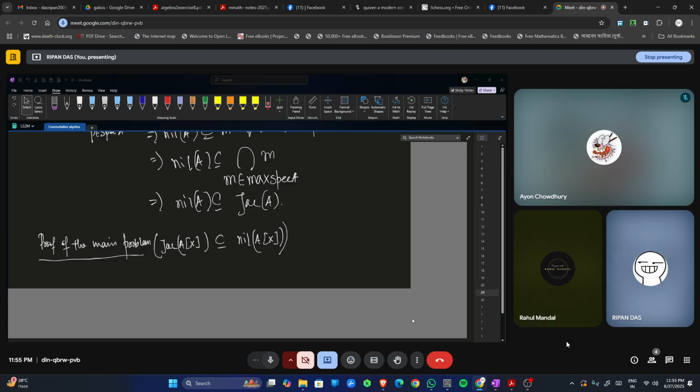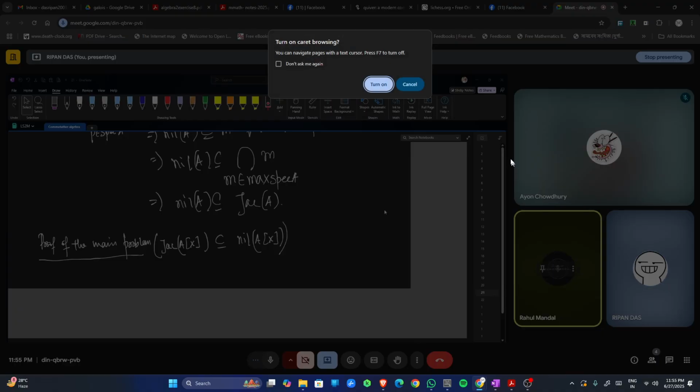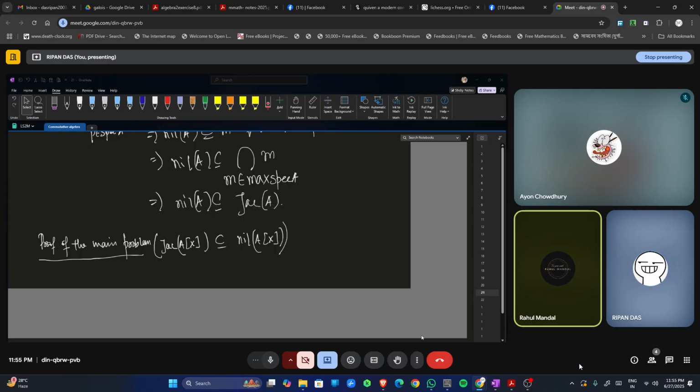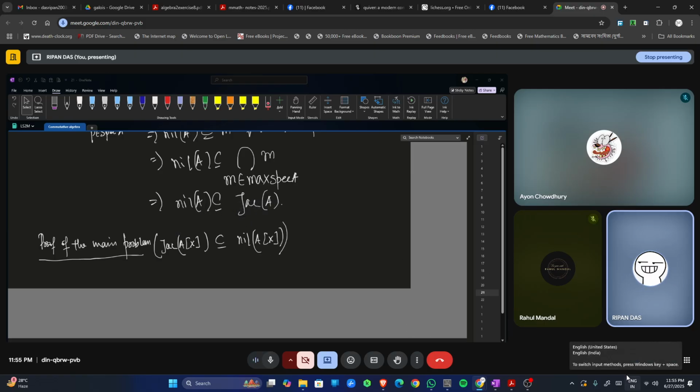Okay, so we have this inclusion: the nil radical is contained in the Jacobson radical. We need to prove the other inclusion. That is, we will take an element of the Jacobson radical and show that it is inside the nil radical. So how will you show that? Suppose f is in the Jacobson radical; we need to show that f is in the nil radical. That is, each coefficient of f is nilpotent.